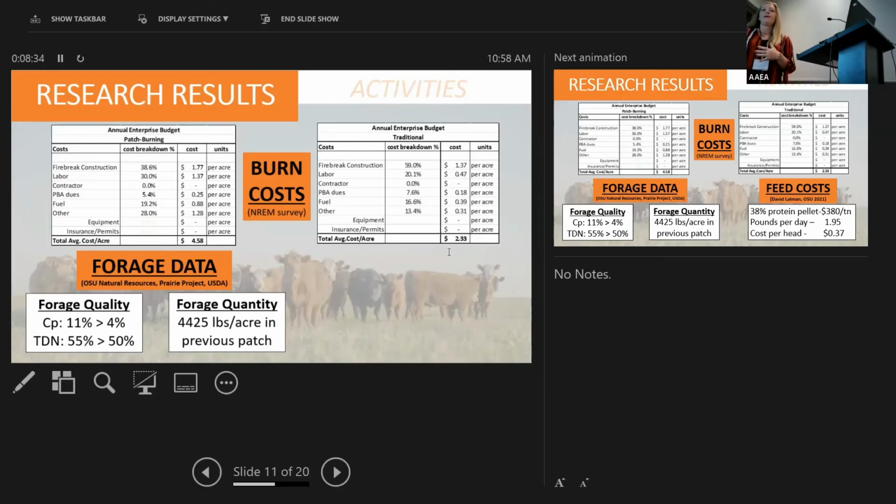So that's where that drought mitigation really comes in. For if you burn a patch and then we have a drought, those cattle can fall back on that stockpiled forage, where in traditional burning, the entire pasture is burnt up. So there's no forage for those cattle to graze. So while that's lower quality forage, lower quality is better than no quantity at all.